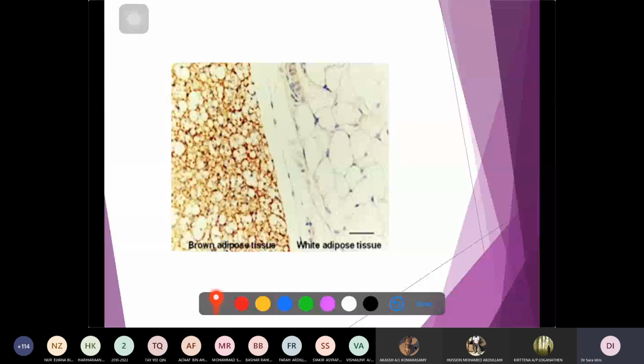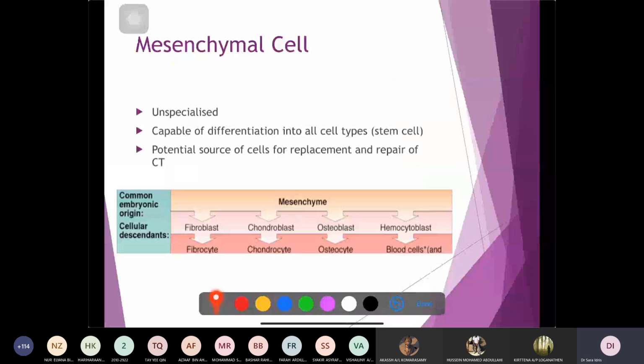Okay, and another type of fixed connective tissue cell is your mesenchymal cell. Mesenchymal cells are unspecialized. Remember, all of connective tissue actually comes from mesenchymal cells, which come from your mesoderm layer. Okay, so mesenchymal cells haven't committed themselves to the different kinds of descendants that you have. So mesenchymal cells are undifferentiated, unspecialized, and later on they can differentiate into different cell types.